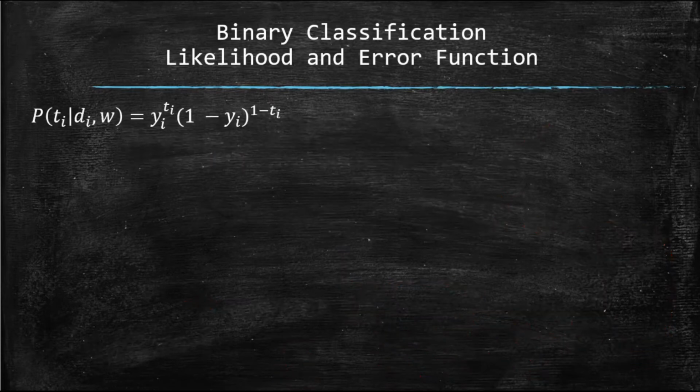Great, so let's derive the error function. Actually, I'm going to do it on the fly. Hopefully I'm not going to make a mistake. So this is the likelihood of observing t sub i given d sub i and w, right? And we explained what it means, and we also said that it's called the Bernoulli distribution.